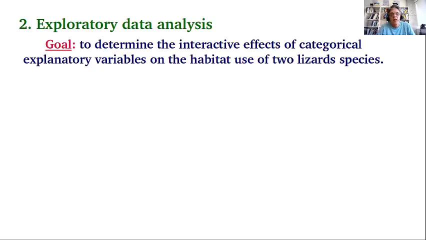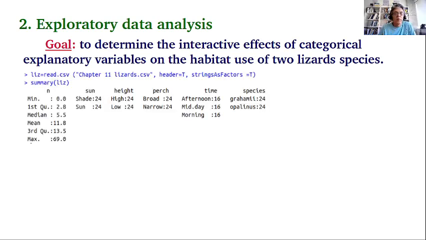So the goal of the analysis is to determine the interactive effects of categorical explanatory variables on the habitat use of two lizard species in the Bahamas. So here I import the data. The response variable is n, the counts, and here are the explanatory variables: sun with two levels, sun and shade, height with two levels, high and low, perch, time of the day when the observation was made, and the two species, Grahami and Opalinus, two Anolis lizard species.